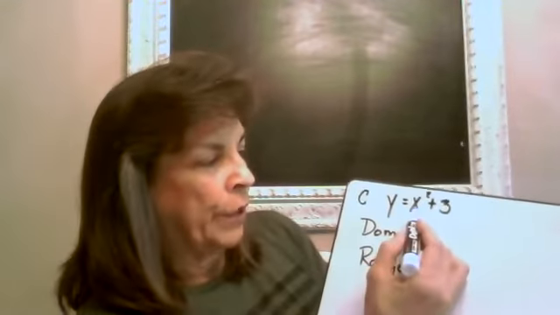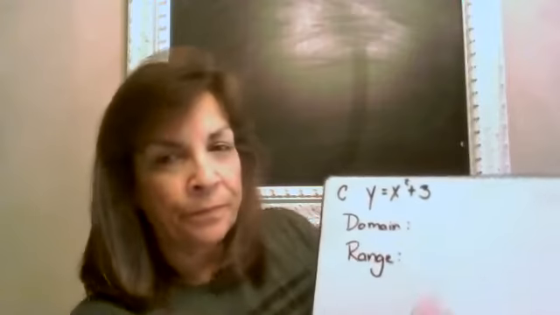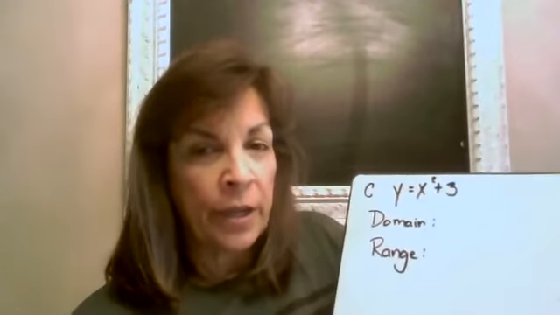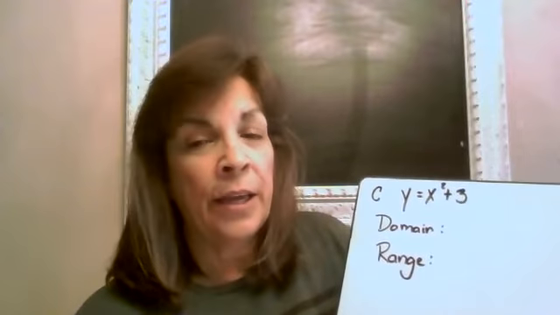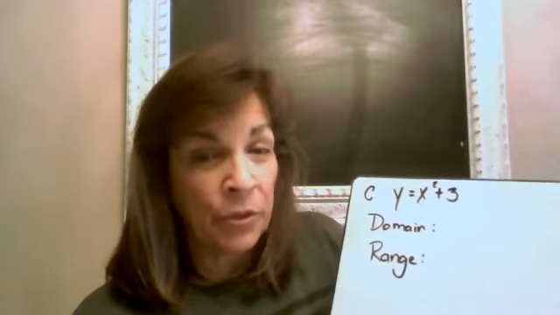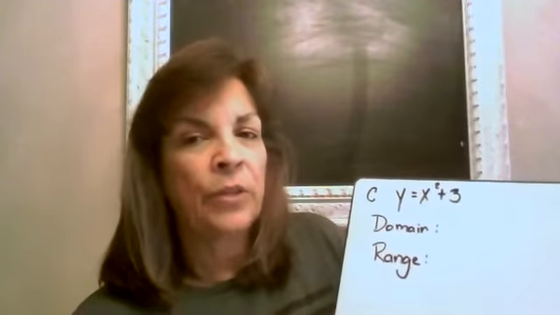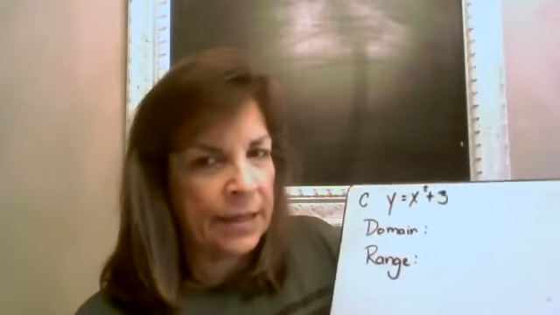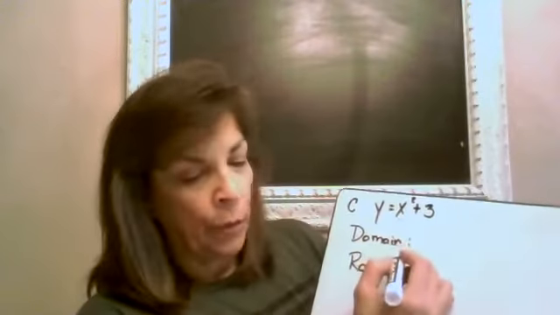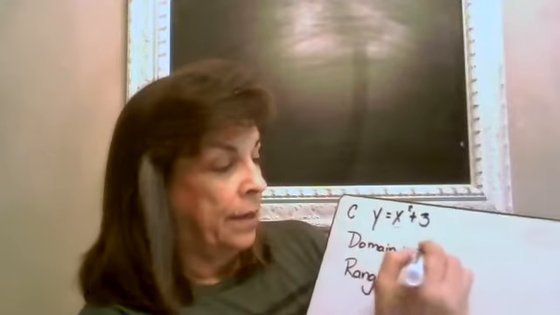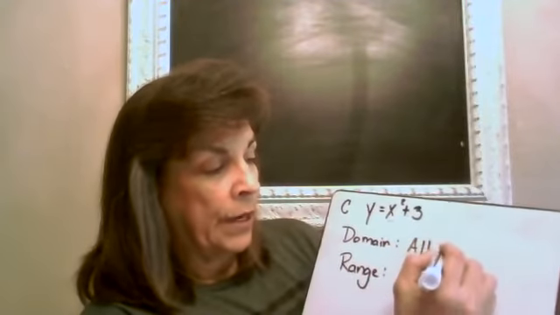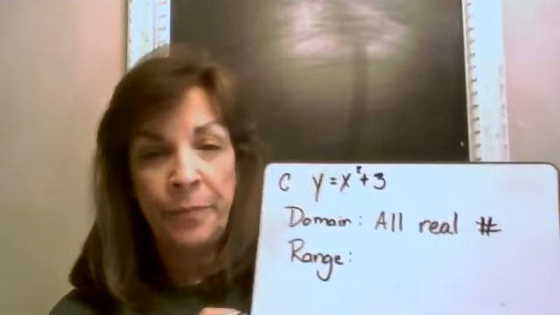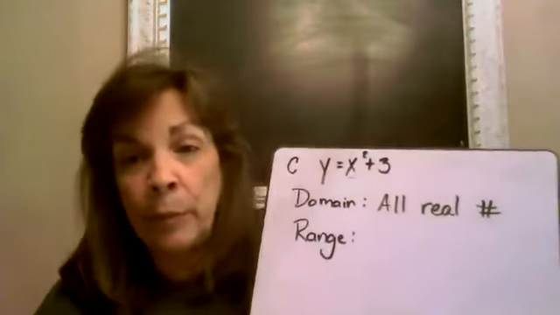So first off, we look at the x values. So this is x squared. Well, what can we put in for x squared? Can we use positive numbers? Yes. Can we use negative numbers? Yes. Can we use 0? Yes. So the domain can be anything. So for the domain, we're going to say all real numbers. So the domain is just any number.